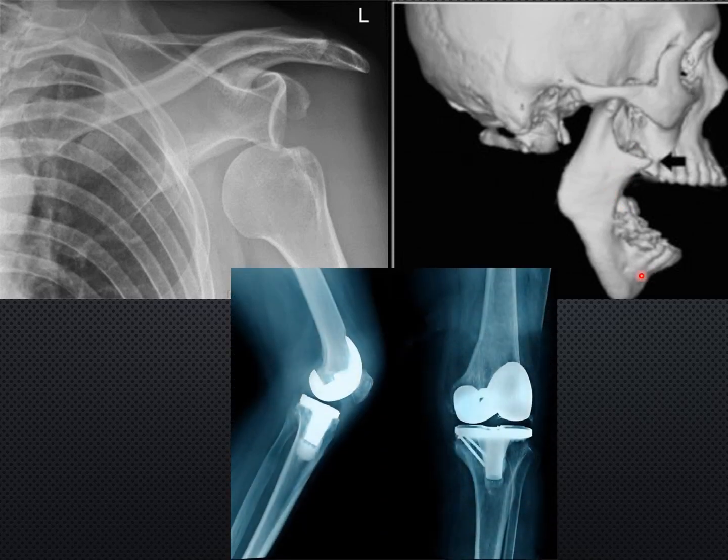Then look at this X-ray. This is an X-ray showing the knee joint. The lower part of the femur and the upper part of the tibia are affected by arthritis. So the defective bone is removed and replaced by metallic components or by plastic components. And this is known as arthroplasty. So there is knee arthroplasty and there is hip arthroplasty as well.